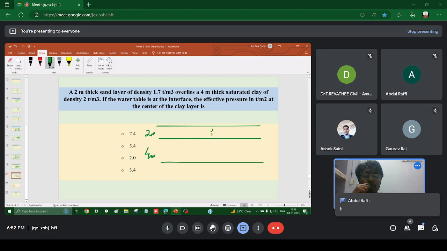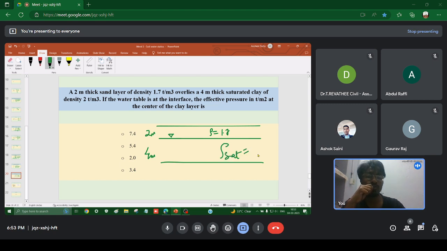Sand of density 1.7. So density is mentioned, I'll use rho 1.7. Water table at the interface. Here is the water table. So this will be saturated clay of density, rho sat, 2. Find the effective pressure at the center of the clay layer, here. This is also 2 meter. This is x, this is also x dash. So gamma W is how much? It is 1 ton per meter cube, right?